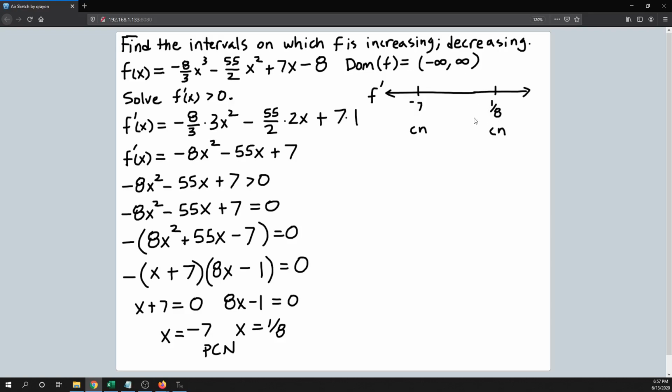All right, next up, on each one of these pieces, your possible critical numbers are going to divide your domain of f prime up into some number of pieces. In this case, it's 3 pieces. This piece over here, this piece here, and this piece here. On each one of those pieces, pick a test number. So on this piece, I'm going to pick number 1. On this piece here, I'm going to pick 0. And on this piece over here, I'm going to pick -8.